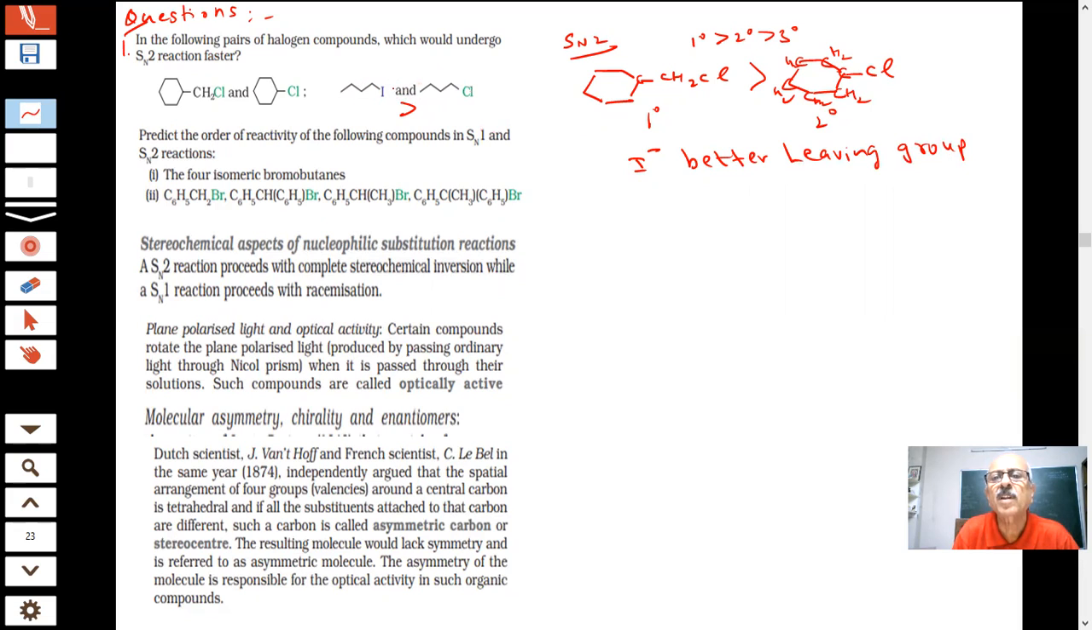So this will be faster, because I minus is less basic and more stable than Cl minus. So this is the better leaving group. The answer is I minus is the better leaving group. And you have to show it.